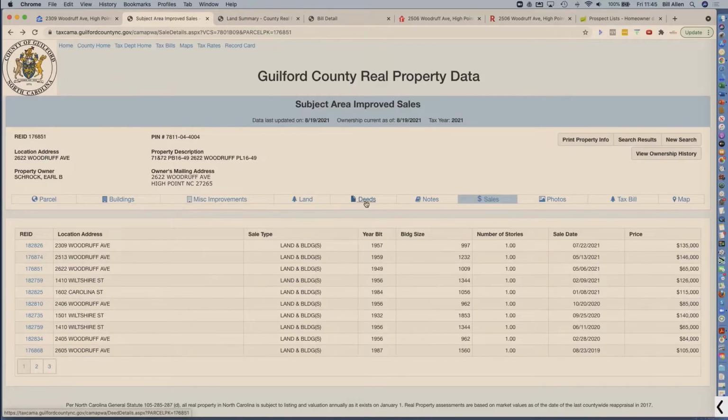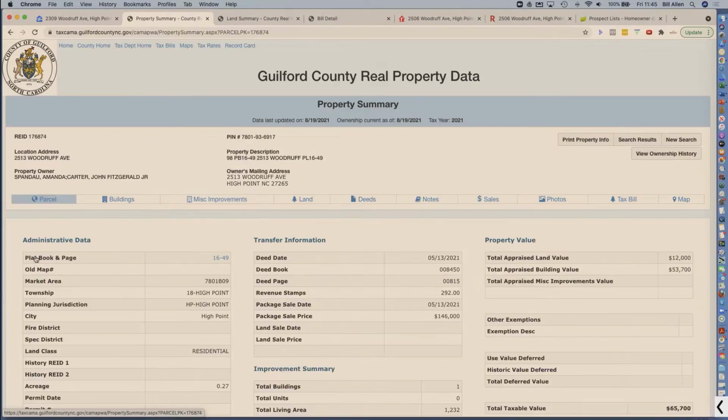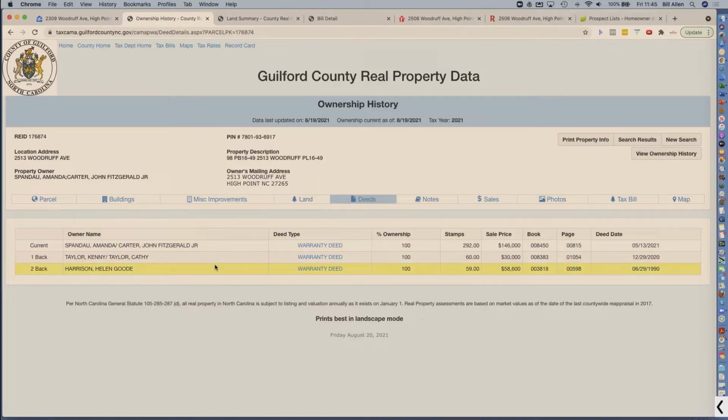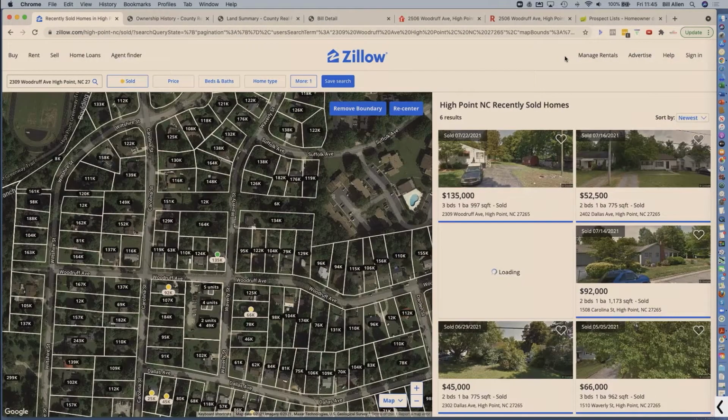I gotta find some photos of this. So let's look at the other sales. Here's 2513, 146. These deeds. I'm trying to go as slow as I can while realizing that we're short on time. So this was another one that looks like it was a person to person and not necessarily a flipper. But these are really good comps.